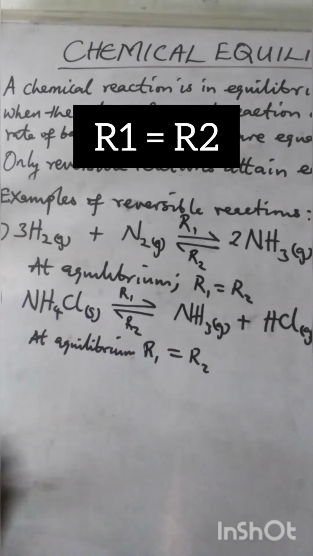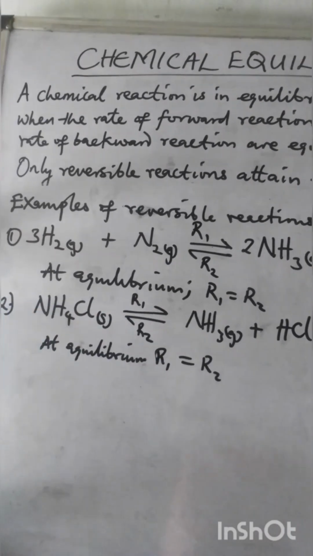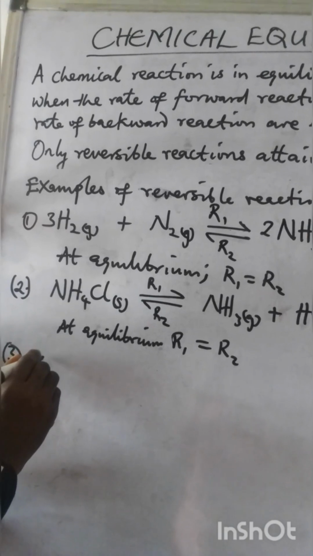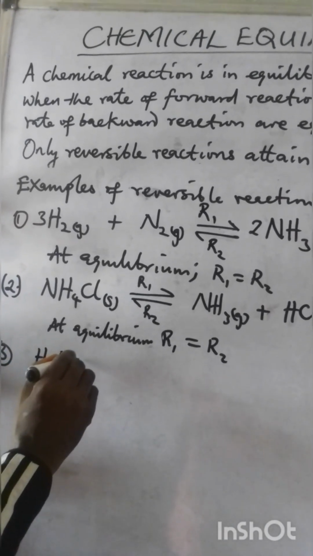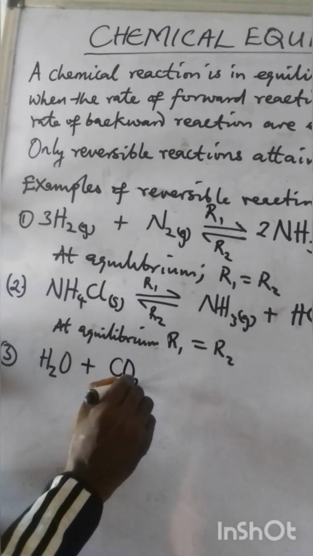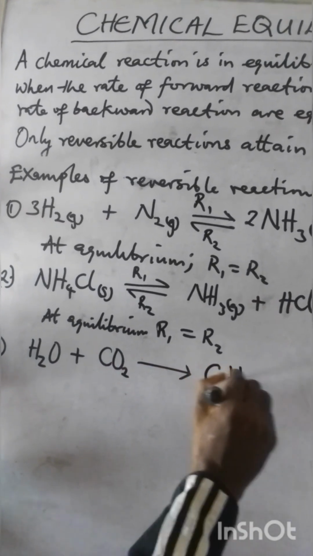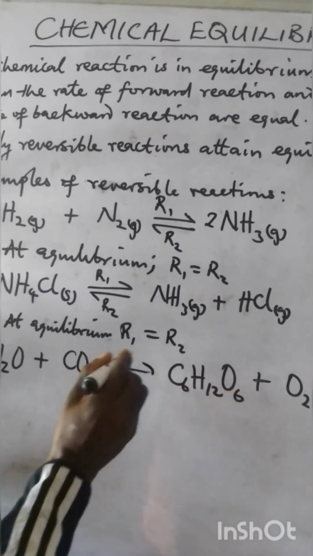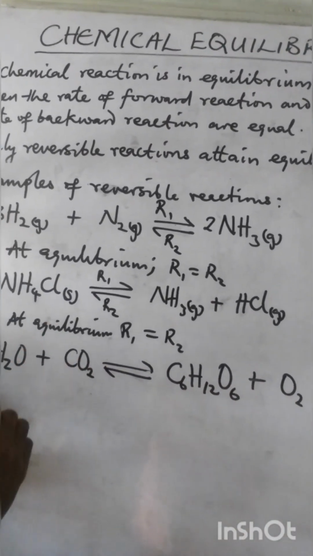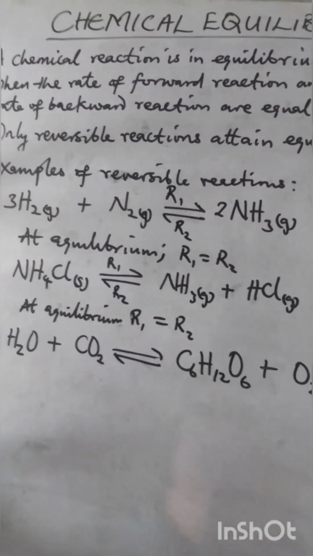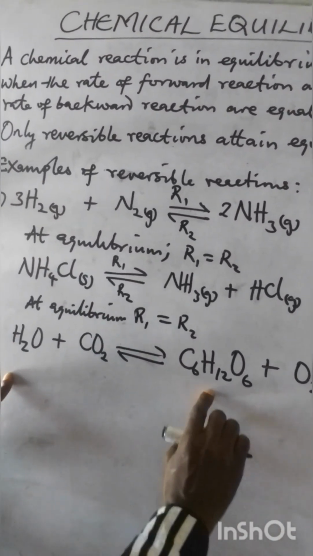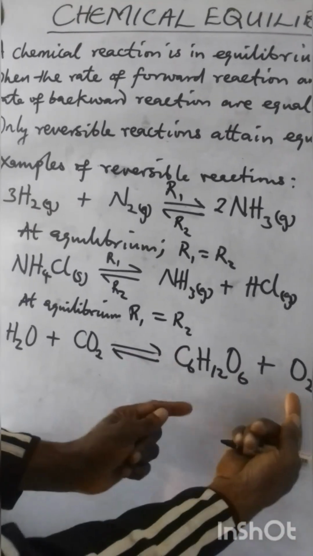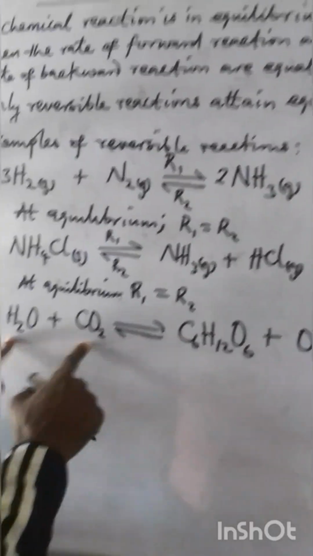There are so many reversible reactions that are difficult to attain equilibrium. An example of such a reaction is photosynthesis, where water combines with carbon dioxide to form glucose and oxygen. This reaction is reversible, but it's difficult to attain equilibrium because the reaction happens in an open system. As glucose is formed, oxygen escapes into the atmosphere. Therefore, there will be little or no oxygen to recombine with the glucose to form water and carbon dioxide.